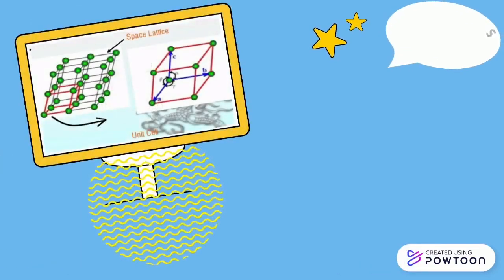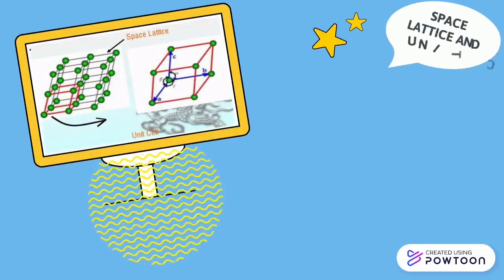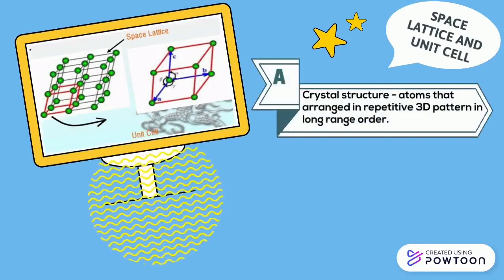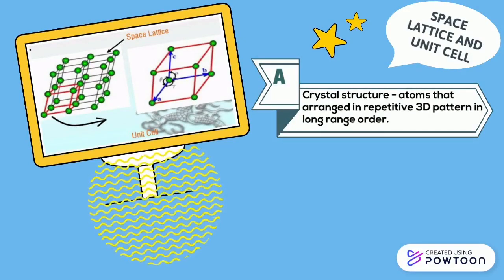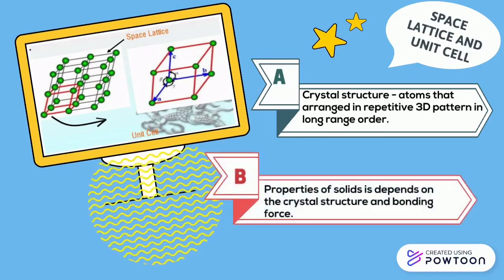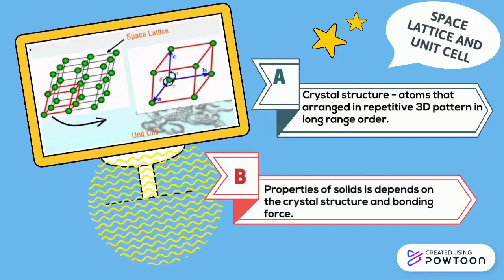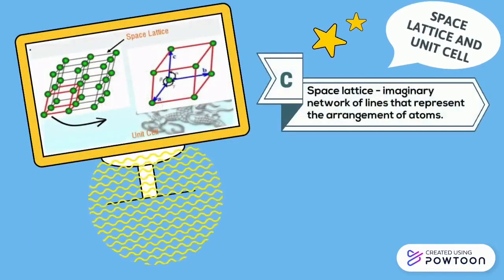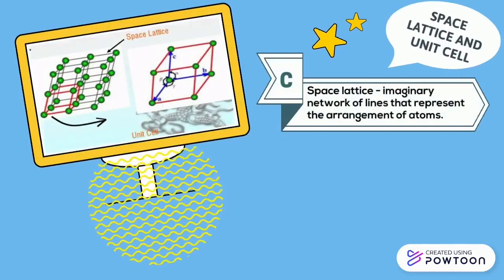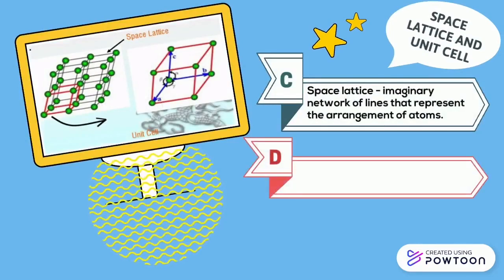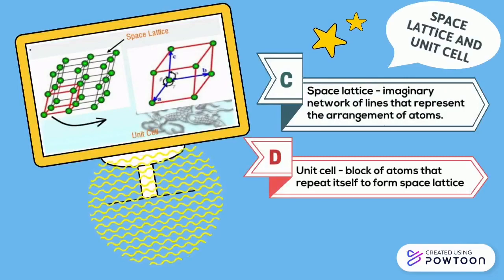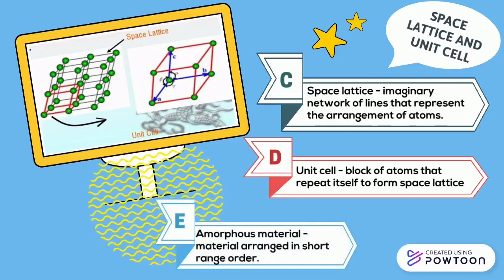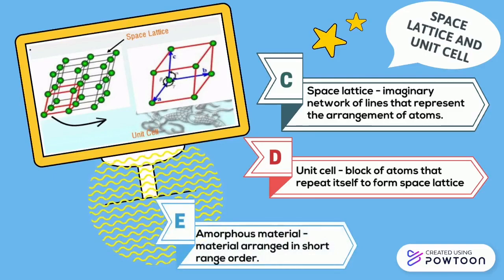Now, I'll explain about the space lattice and unit cell. Firstly, the crystal structure is atoms arranged in repetitive 3D patterns in long-range order. Next, the properties of solids depend on the crystal structure and bonding force. Space lattice is an imaginary network of lines that represents the arrangement of atoms. Next is the unit cell. It is a block of atoms that repeats itself to form the space lattice. And the last one is amorphous material, where the material is arranged in short-range order.